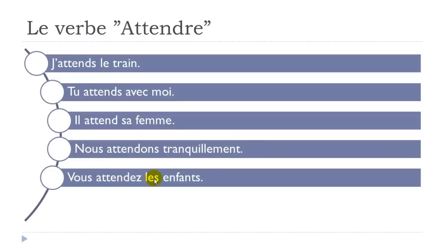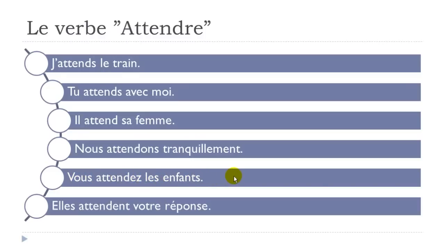Vous attendez les enfants. Okay, children, les enfants. Vous attendez les enfants. Elles attendent votre réponse. Réponse, answer, and then remember, votre, it's the possessive, your. Elles attendent votre réponse. So I will read them one more time, at my normal speed, just for you to get used to it, because I've been reading them quite slowly when we were covering them previously. So, j'attends le train, tu attends avec moi, il attend sa femme, nous attendons tranquillement, vous attendez les enfants, elles attendent votre réponse.